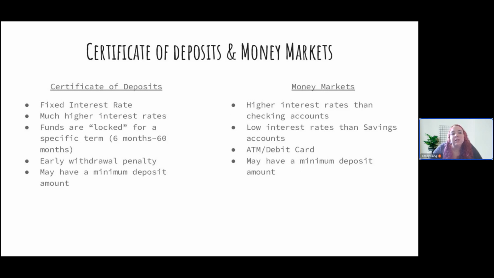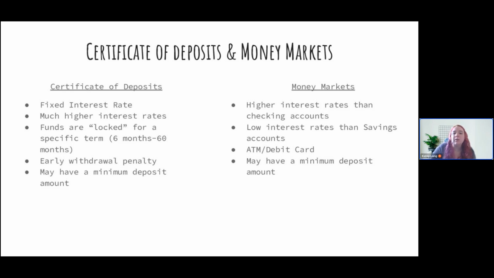So certificates of deposit and money market accounts, these are some special types of savings accounts that might get you some more bang for your buck. A certificate of deposit is an account that comes at a fixed interest rate, whereas checking and savings are generally a variable interest rate, meaning it can go up or down depending on the market rate. So CDs will generally be one specific rate, and they will lock you in for a specific term.